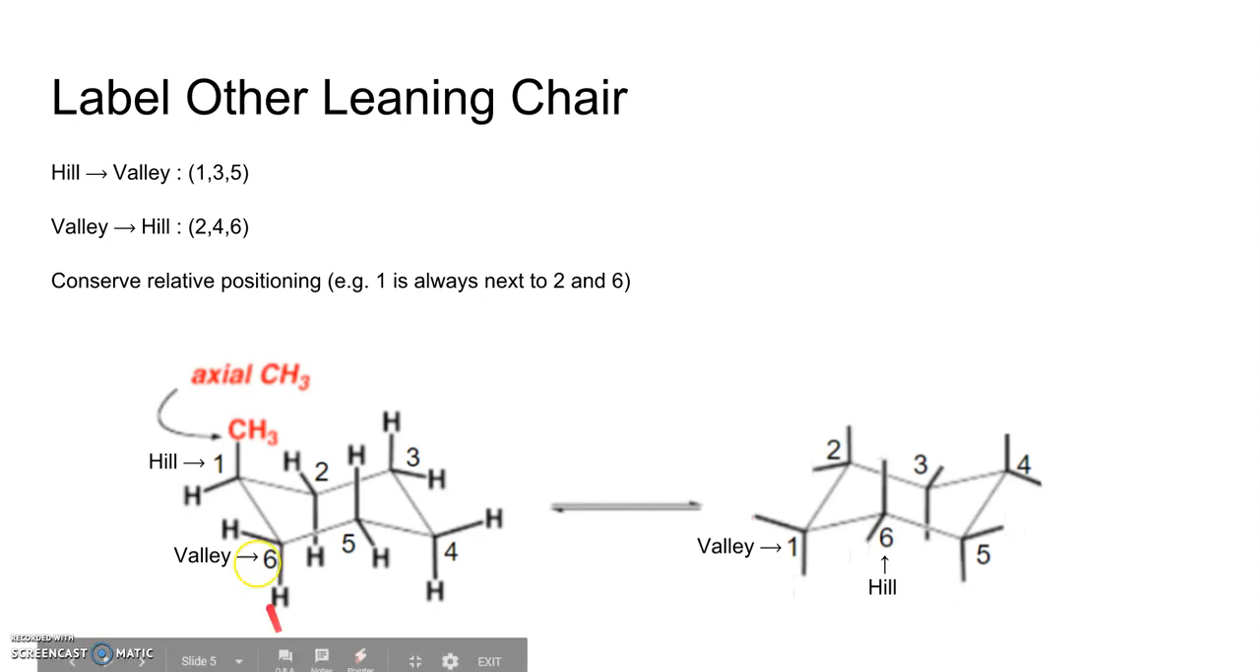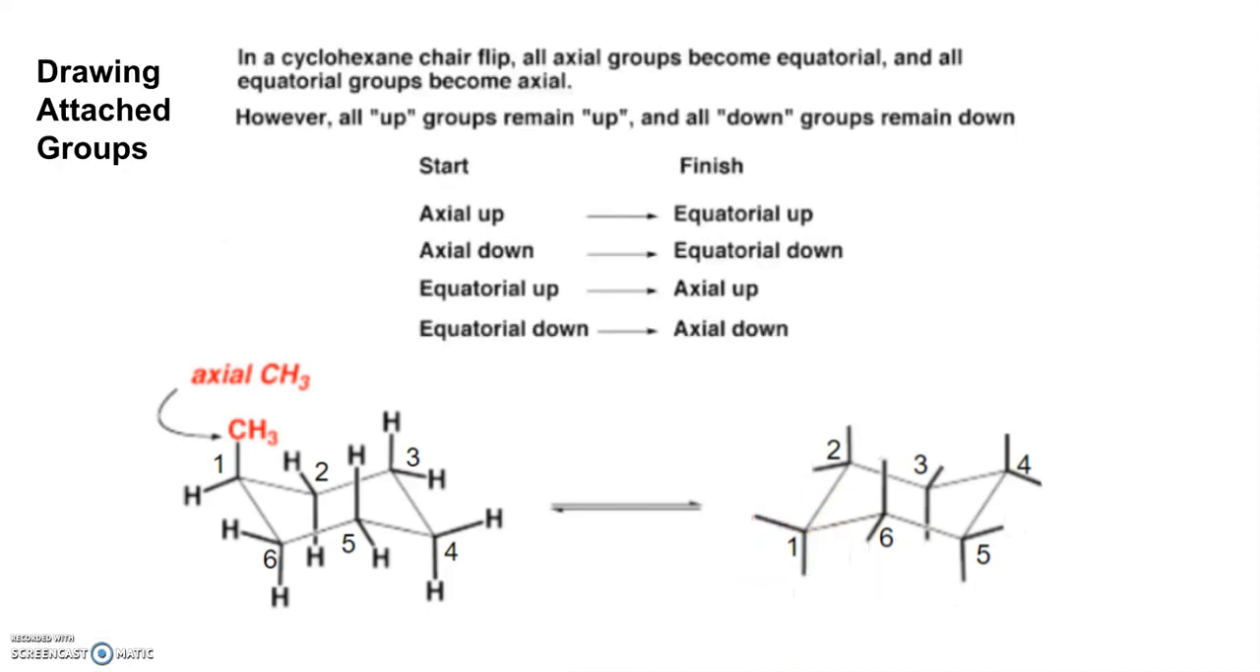For example, the number 1 carbon is initially on a hill. That means we can place it in any one of the valleys after the chair flip. After identifying the location of one carbon, we can label all the other carbons according to their relative positions to the first one. For instance, since we know that the number 6 carbon is initially in the valley a step counterclockwise to the first carbon, it should be placed on a hill a step counterclockwise to the first carbon after the chair flip.